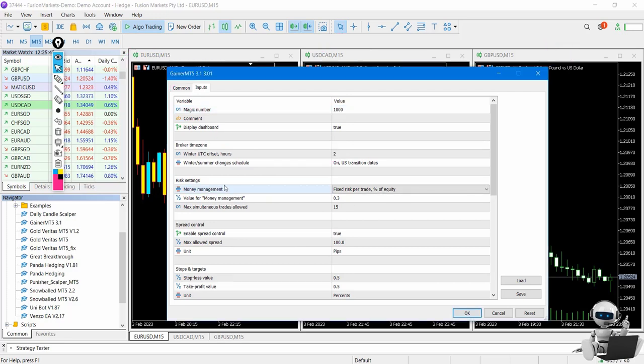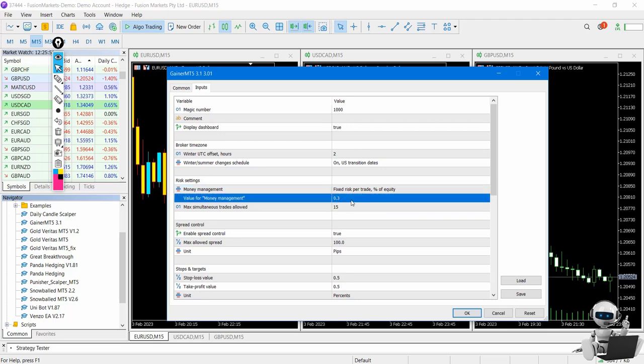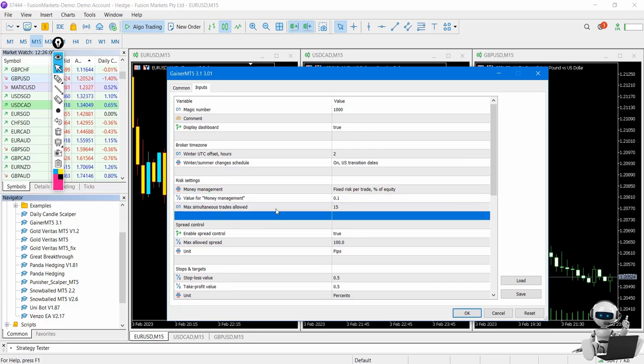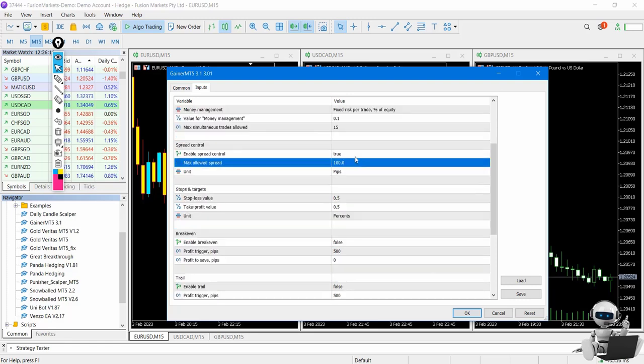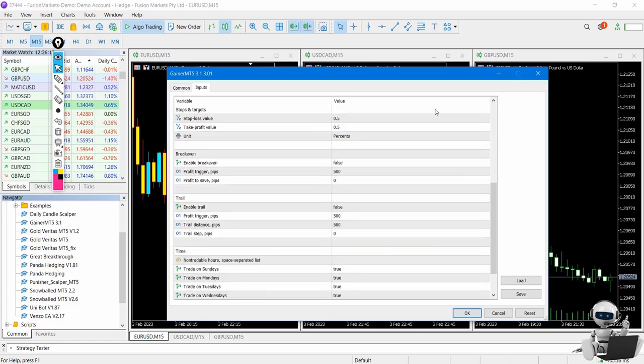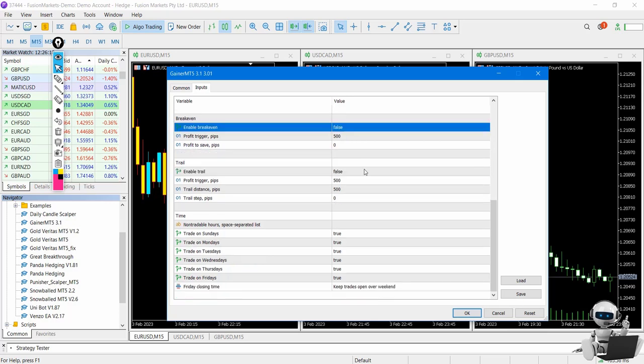For the risk setting, it is very important you use the default fixed risk per trade, so the percentage will be 0.3. I think this might be 3%. That is what it means. Maybe you should use 0.1, and so it will allow 15 trades to be opened, the maximum, I believe. Maybe you can decrease it or leave it on default, and the spread will be 10 pips for this pair. Break even is false, so it's up to you to use trail and break even.